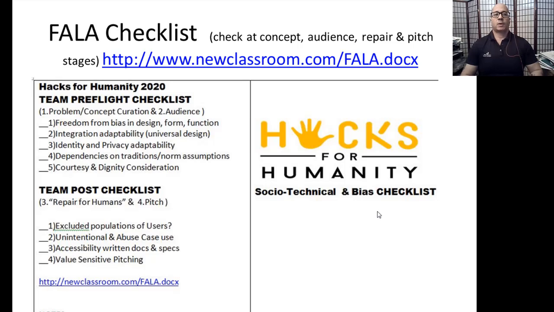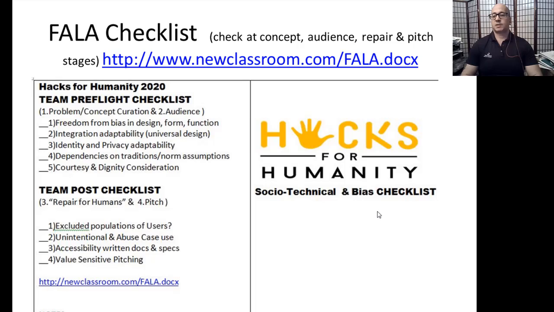Are you considering how it integrates with the regular life use of everything else, as well as your product? Identity and privacy. This is a huge thing. Privacy, identity, and even security weren't always embedded in the past, in the concept stage of design. Now it's expected. So how does your product ensure privacy? How does it respect identity? Dependencies on traditions and norm assumptions. Well, does it depend on what an ideal audience is for you? Does it depend on expectations that are short and limited?